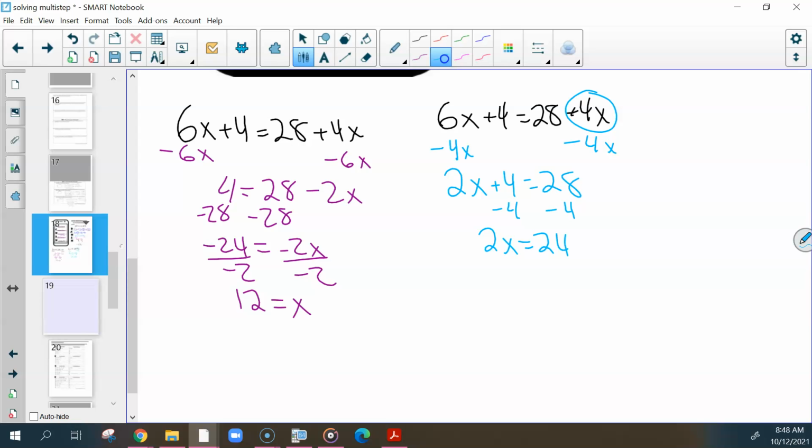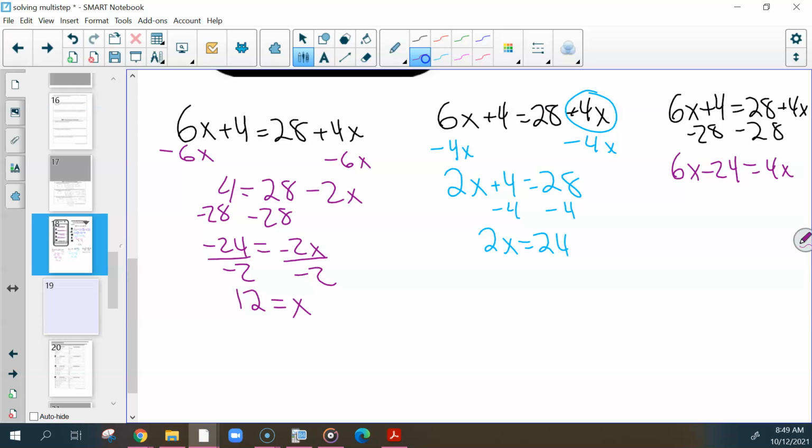You could continue to solve that, but we know it's going to equal 12 again. And then rewrite this one last time. And now we're going to move 28. So if we move 28, we need to subtract it. We're going to subtract it to the left. So we have 6x minus 24 equals 4x.